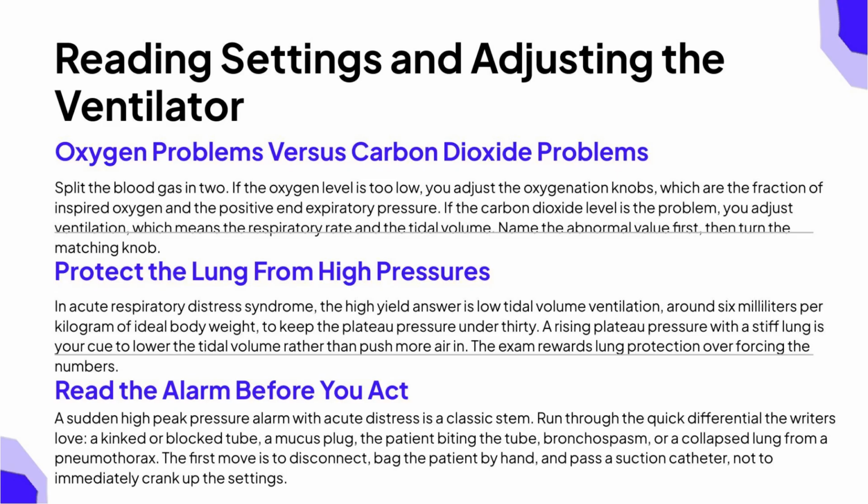Finally, read the alarm before you act. A sudden high peak pressure alarm with a distressed patient is a classic stem. Run the quick differential the writers love: a kinked or blocked tube, a mucus plug, the patient biting the tube, bronchospasm, or a pneumothorax. The correct first move is usually to disconnect the patient, bag them by hand, and pass a suction catheter, rather than blindly increasing the settings.